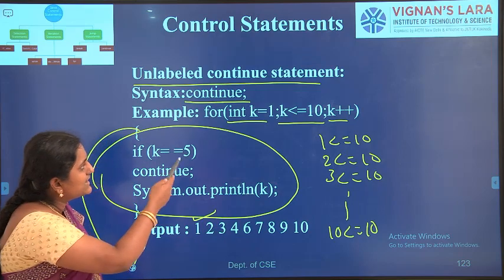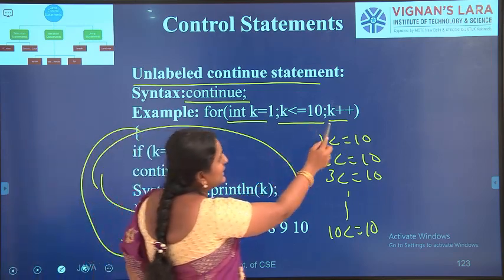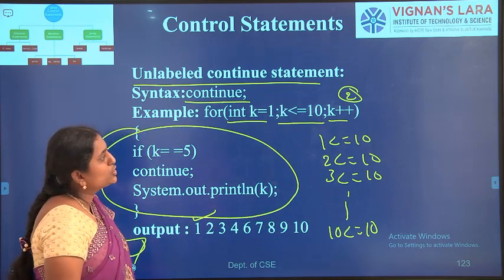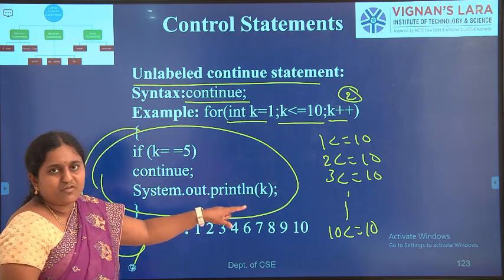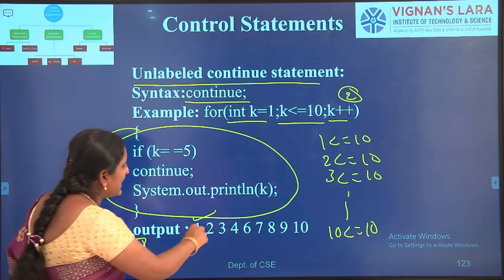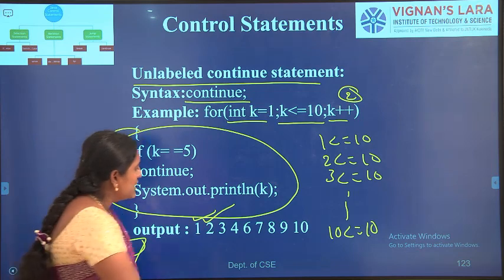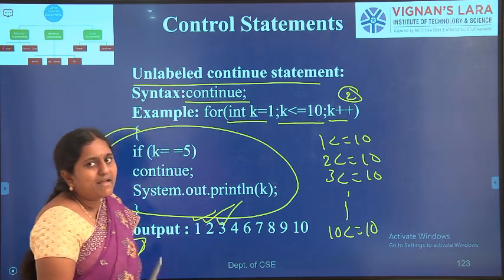Next it checks, and the k value is incremented. Next k value 2, so again it checks the condition. 2 less than or equal to 10. Is it true or false? True. So it displays the value 2. Next one, 3 less than or equal to 10. Is it true or false? True. So displaying 3.